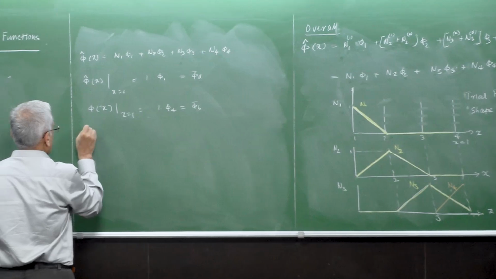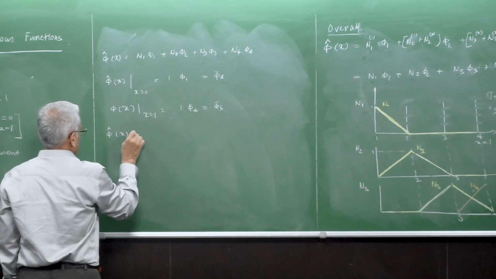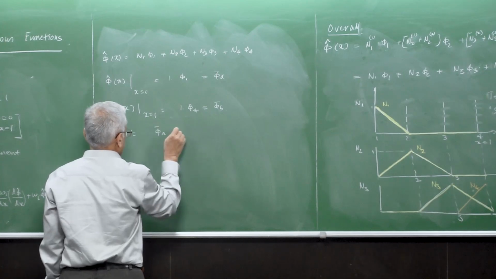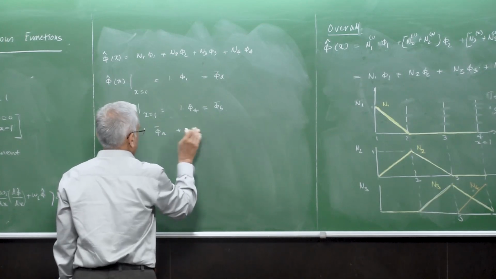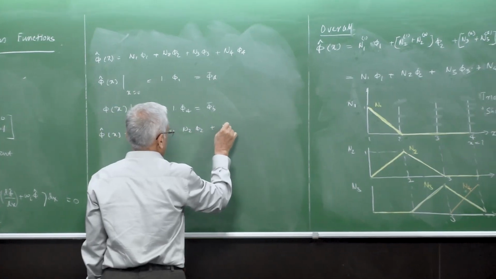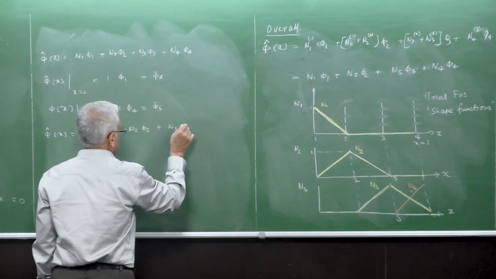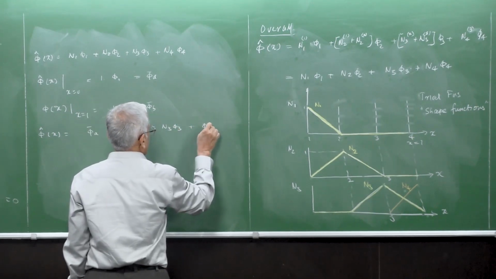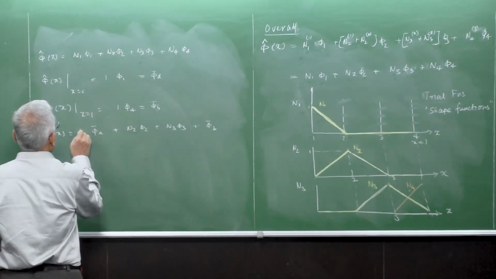So that means now the approximation is nothing but phi a, and N2 phi 2 and N3 phi 3, and phi b.